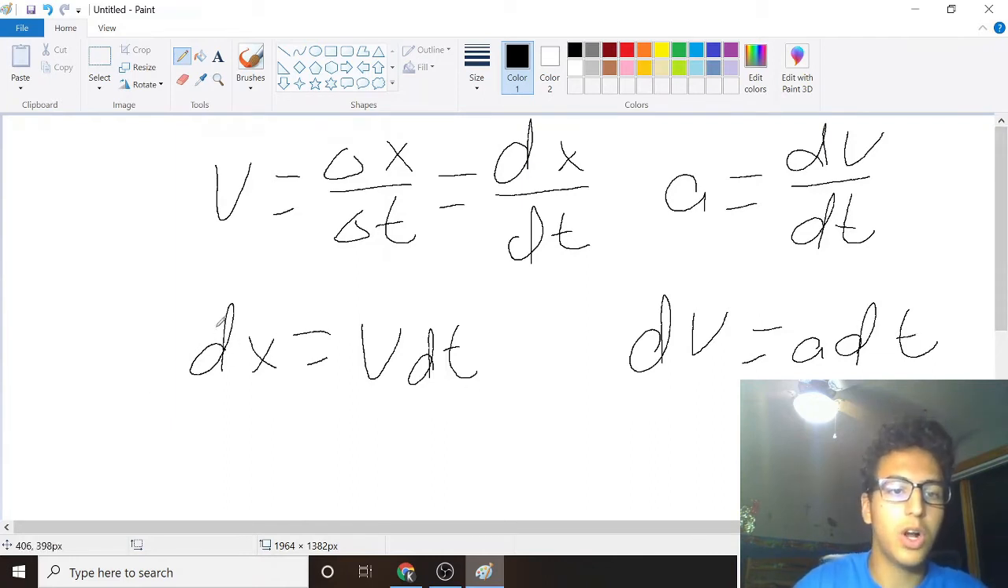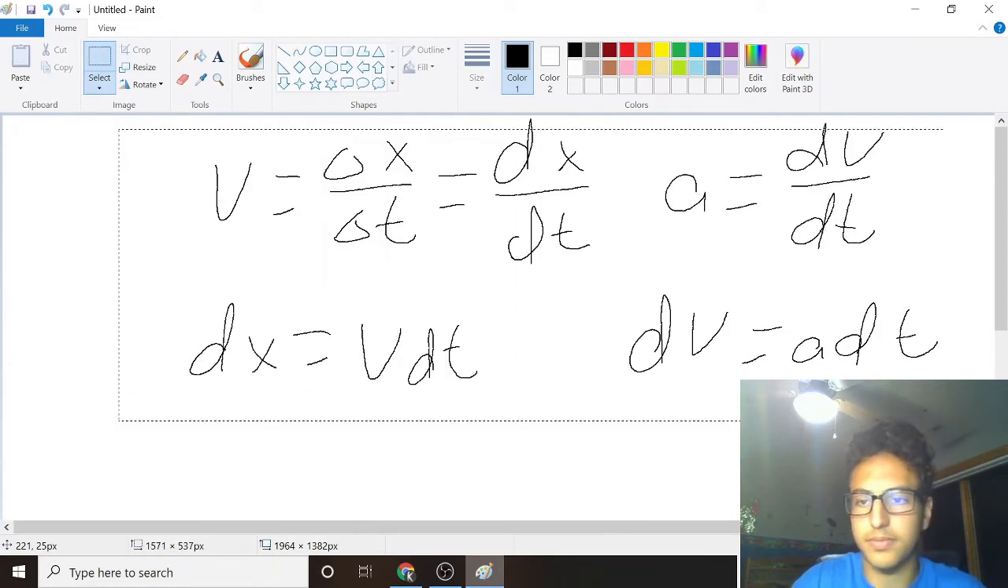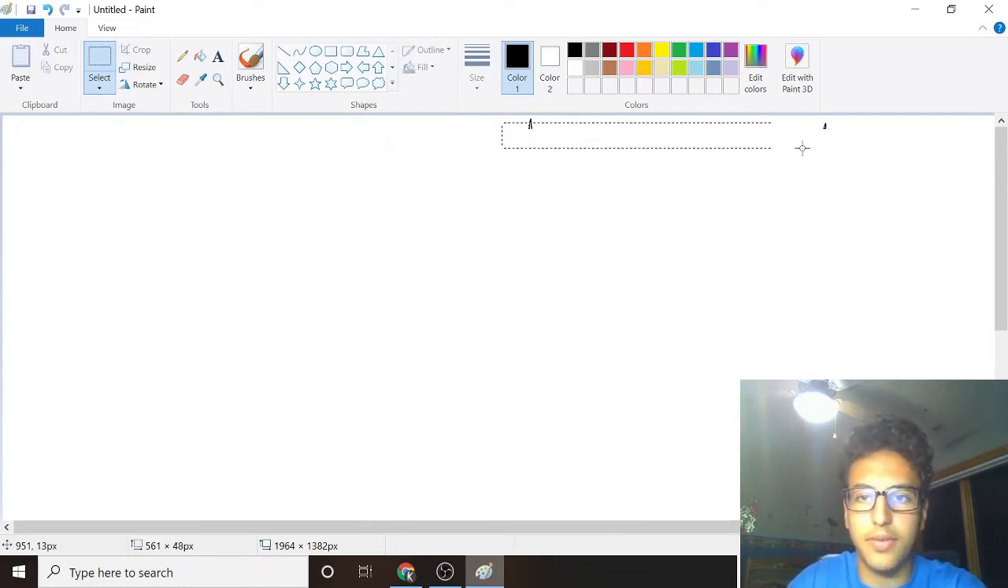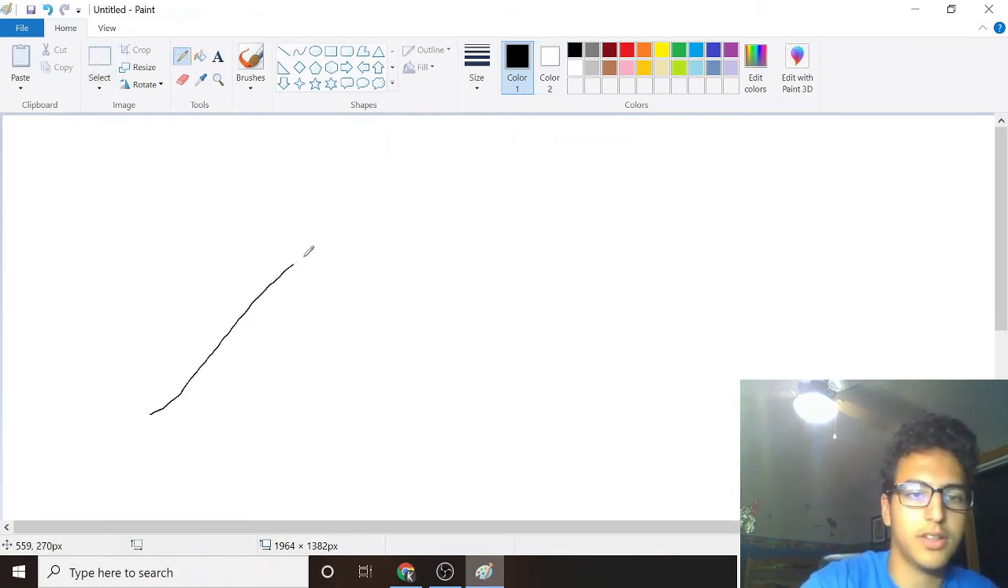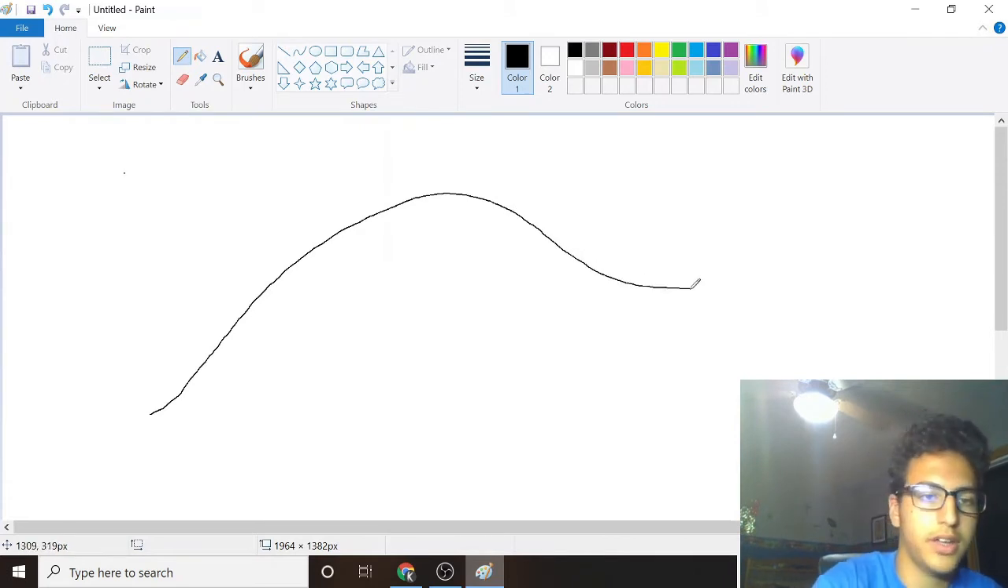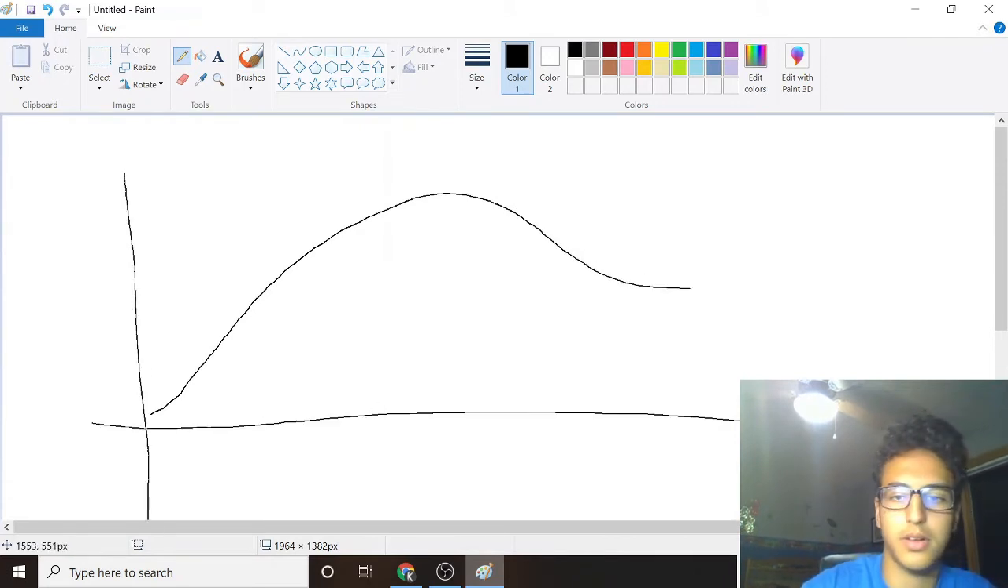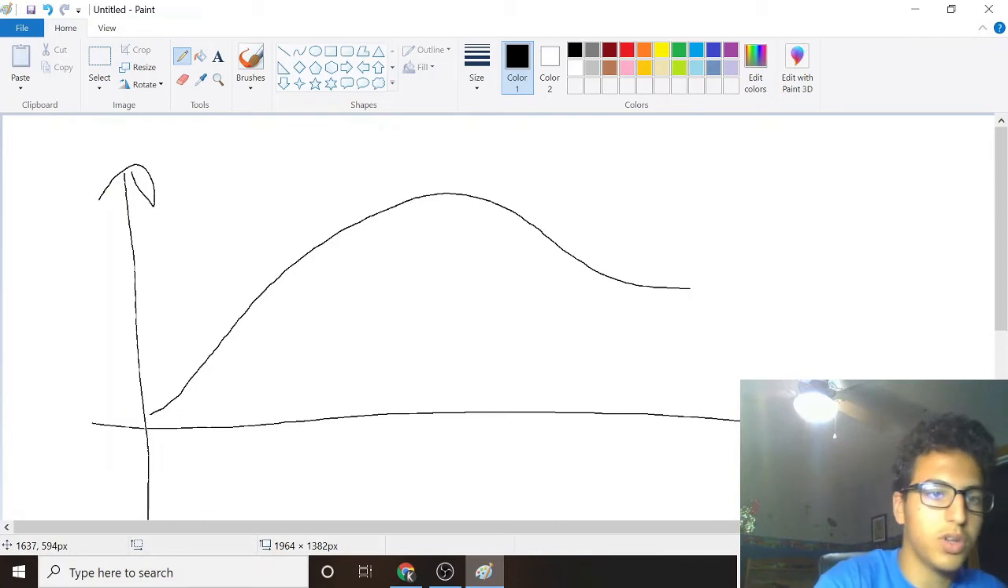Alright, and so what do we do? We can add up all of these small changes, okay? And I'll show how this is done graphically. Okay, let's say, for example, you had a function, just a function, and we'll say it looks something like this. Okay, and we can draw our x and y axes. Alright, and we'll call this time, and we'll call this displacement.